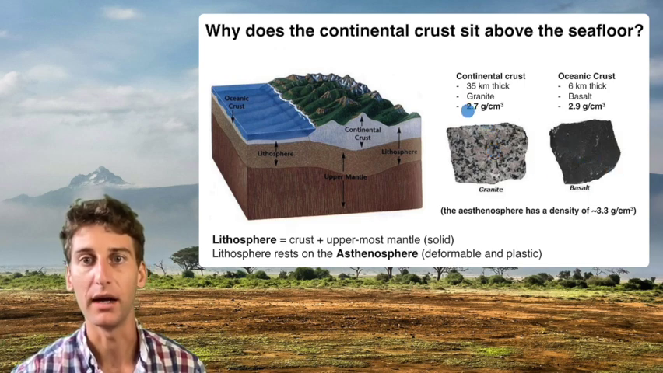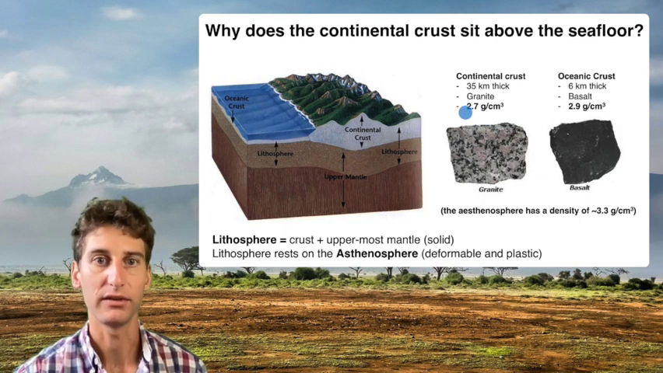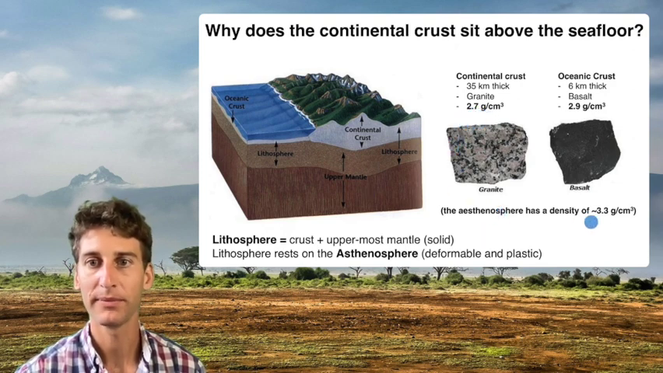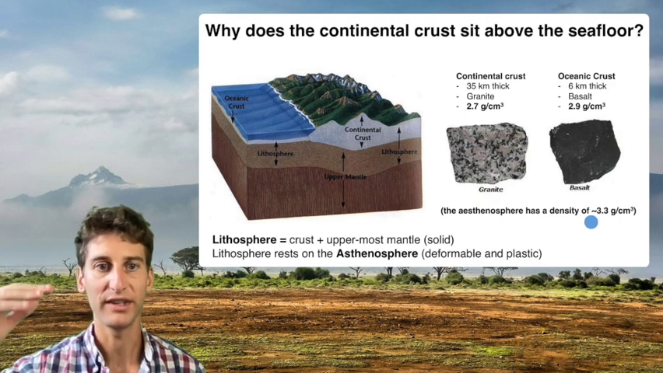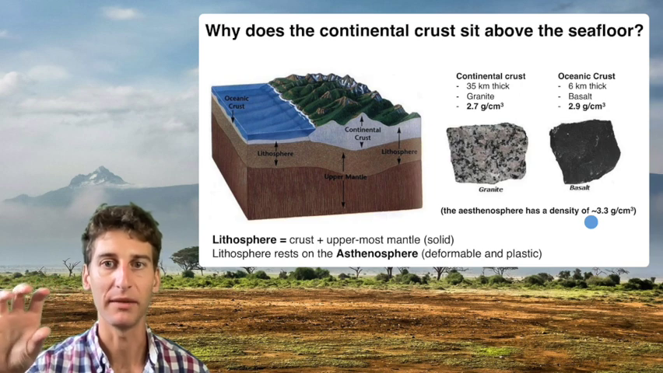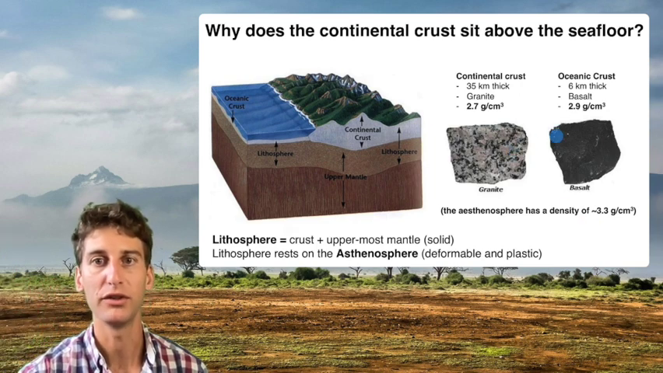But anyway, the density of this granite is less than oceanic crust. It's around 2.7 grams per cubic centimeter. And then underneath both of these, the asthenosphere has a density of around 3.3 grams per cubic centimeter. So you have this organization where you have the most dense thing on the bottom, and then you have the oceanic crust and the continental crust essentially floating on top.